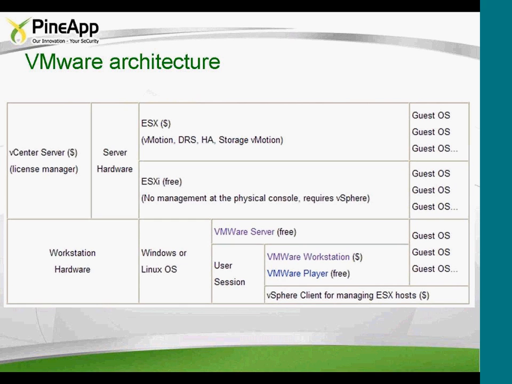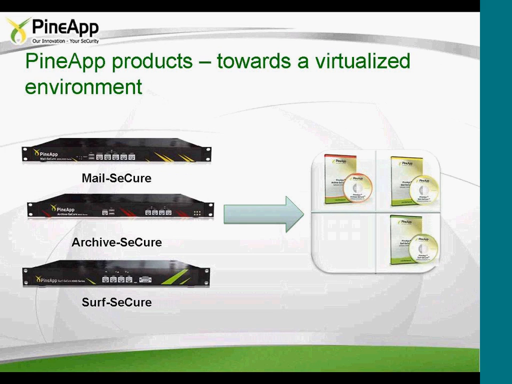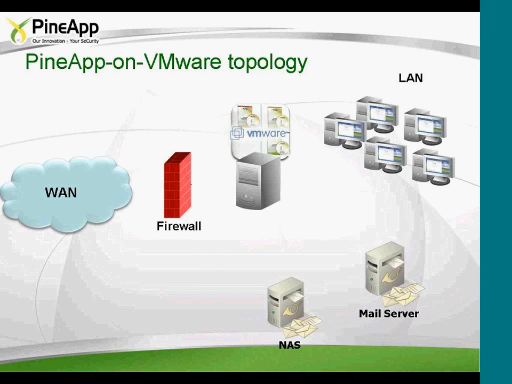Okay, moving on then. PineApp products, as you can see, Mail Secure, Archive Secure, and Surf Secure, are all moving towards a virtualized environment. They can all be purchased as a software version, and this software version can be implemented in a VMware environment. Now, a little bit about PineApp on VMware topology. As you can see right here, this is the customer's network. This is the outside world, or the WAN, wide area network, firewall, LAN, which is the local area network, the end users. This is the mail server, and this is the mail storage.